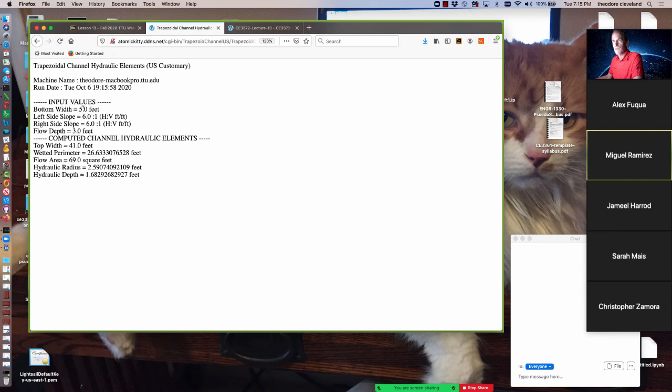It will compute the bottom width and regurgitate back left and right side slope, flow depth. It'll tell us what the top width of the water is. In this example, 41 feet. It'll compute the wetted perimeter, compute the flow area, and hydraulic radius. And so with this picture here, we would have all the information we need to apply a Manning's equation to this channel.